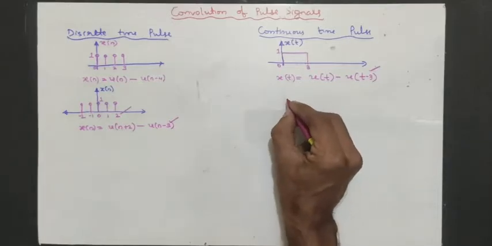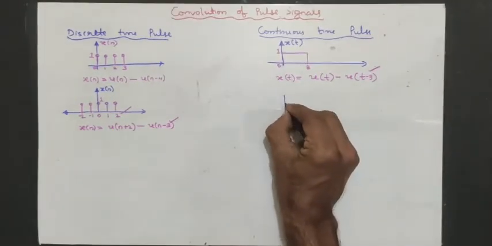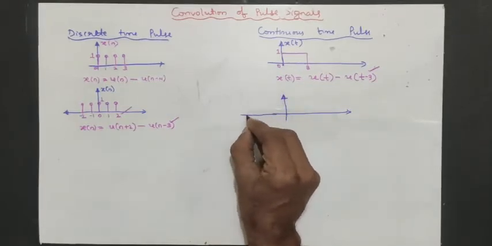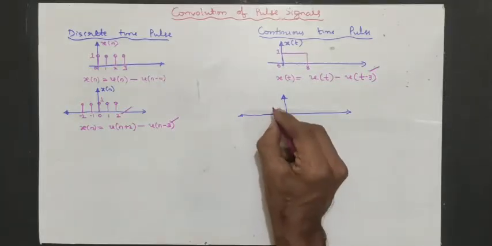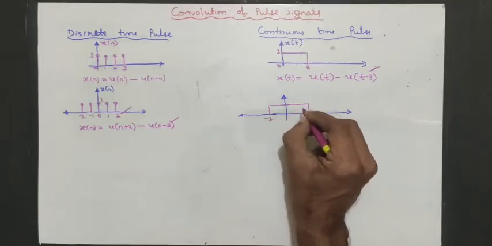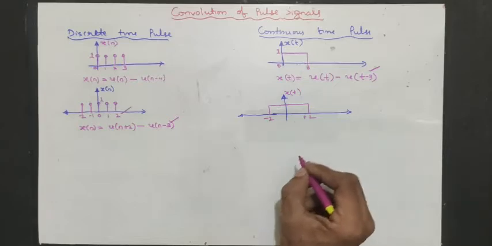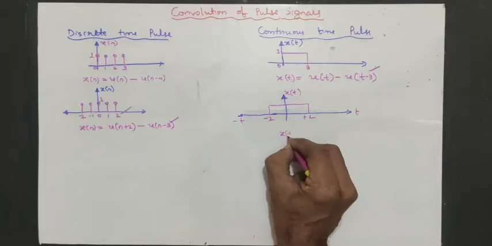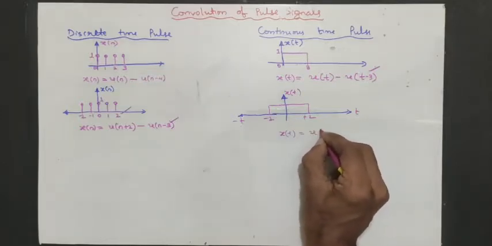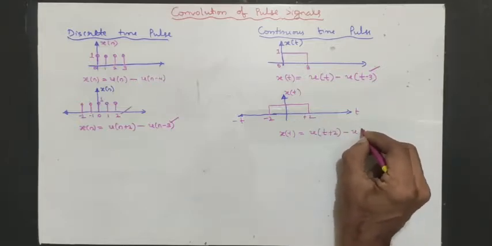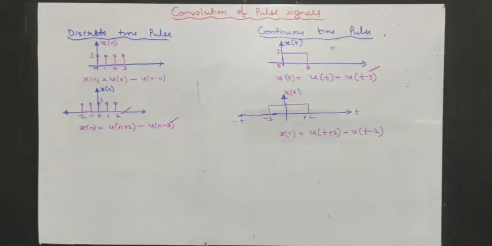Similarly, if I give a pulse like this, where you want to derive x of t from minus 2 to plus 2, then how exactly to write this x of t? Starting point is minus 2, u of t plus 2, minus the ending point, u of t minus 2. This is how you can write the equation for pulses.